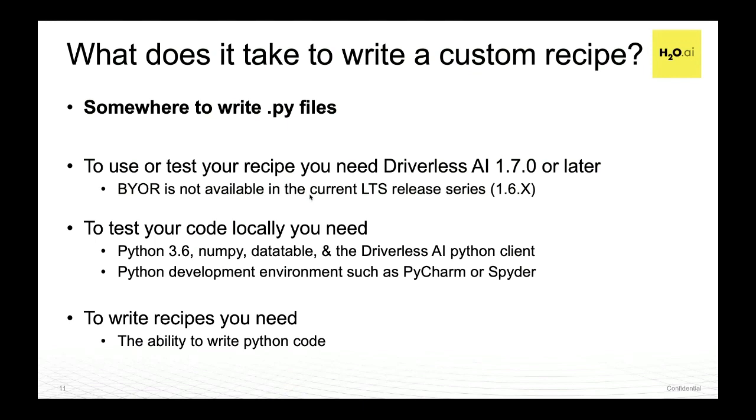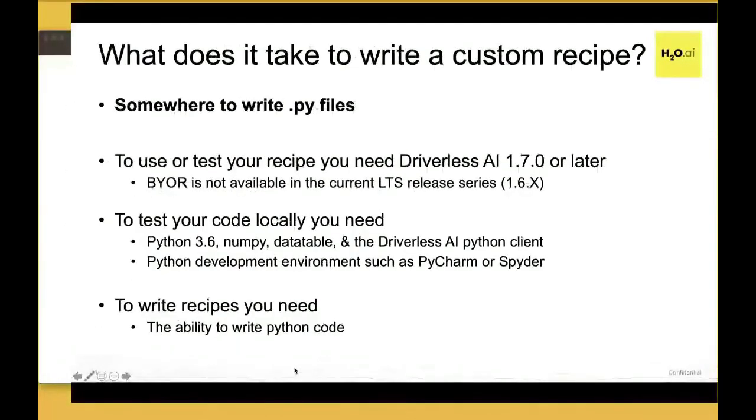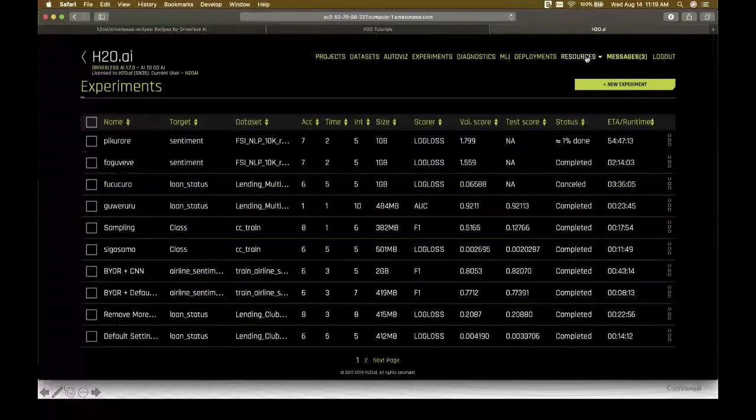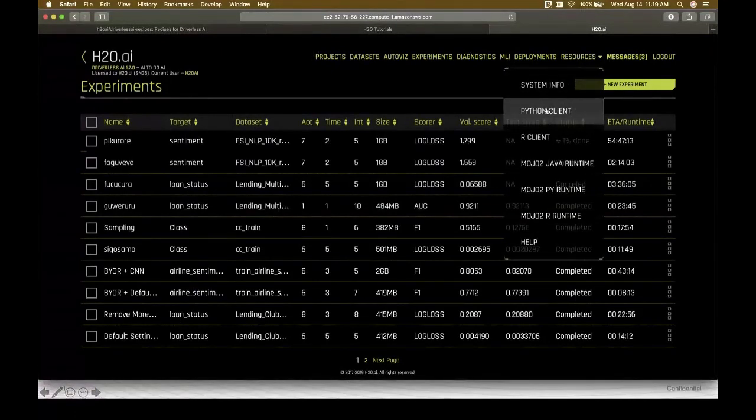If you want to test locally, what you're going to need is Python 3.6, and then you'll probably want to install NumPy, datatable, and the Driverless AI Python client. We can use pandas for all of our model and transformation and scoring needs, but the data is going to come in as a datatable object. And then the Driverless AI Python client, you can actually download from Driverless AI if it's running. So let's show that. In Driverless AI, we can click on Resources, and then we have the Python client. And this will download the wheel file, which you can then install.